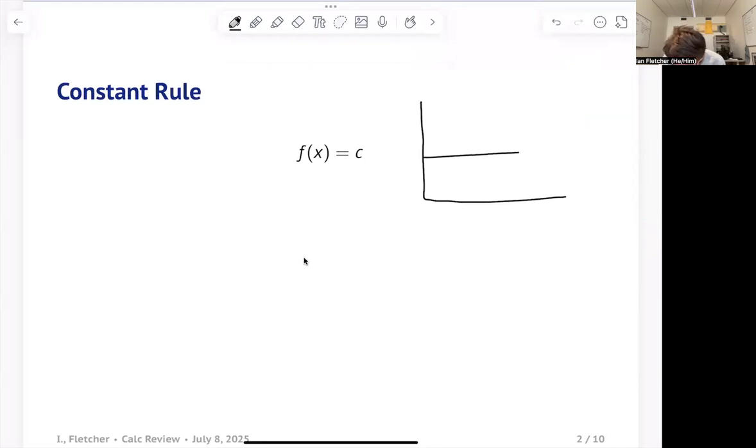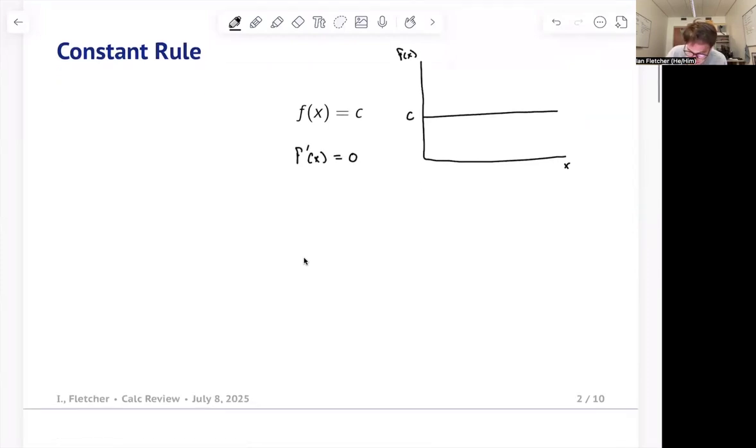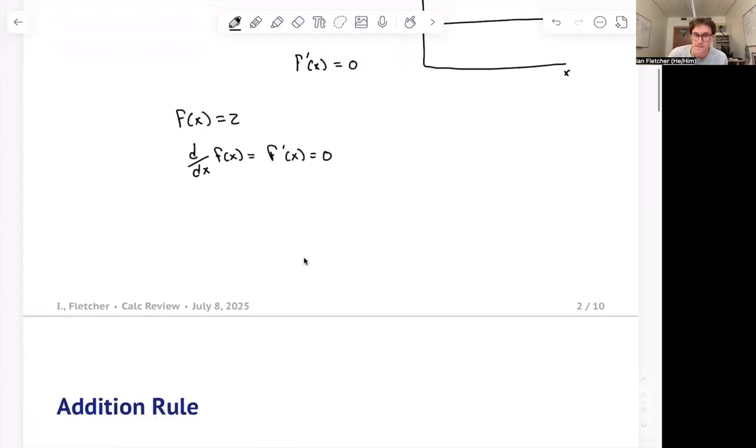It is just going to have a flat slope, and that's going to be our key thing, right? So if this is just at c, we have our f of x, and we have our x, then our derivative, f prime of x, is just going to be equal to 0, right? So for example, if f of x equals 2, then d/dx of f of x should be equal to f prime of x, which should be equal to 0. Right, pretty straightforward, pretty simple. Everybody should know that one.